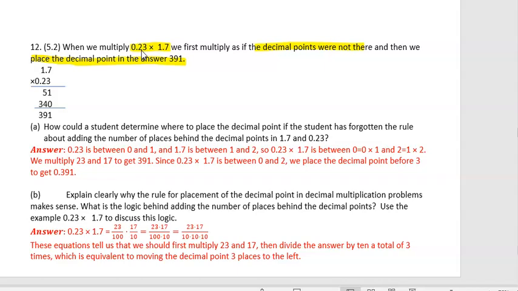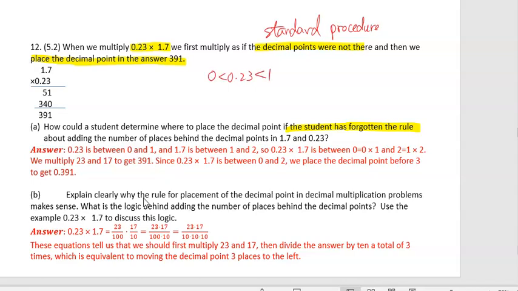So question A: how could a student determine where to put the decimal point if a student has forgotten the standard rule about adding the number of places behind the decimal points? This is the standard procedure, but if a student forgot it, what are other alternatives? As a backup solution, we could use estimation. Here you're not allowed to use the rule, so you have to use something different, assuming the student has forgotten the rule. So we're going to use estimation.